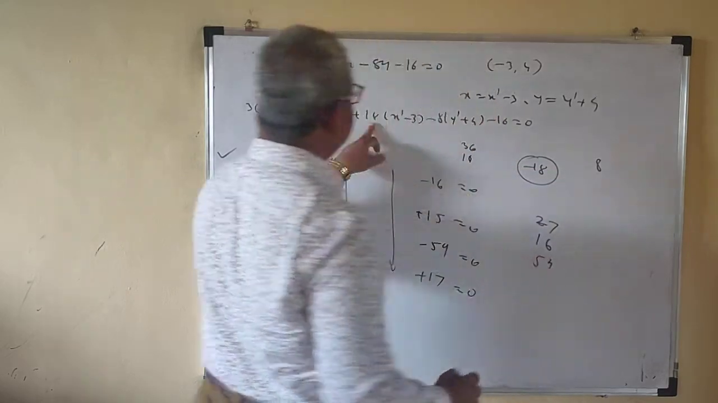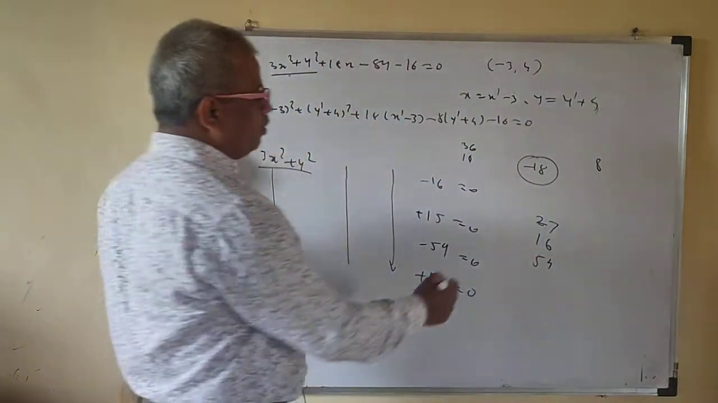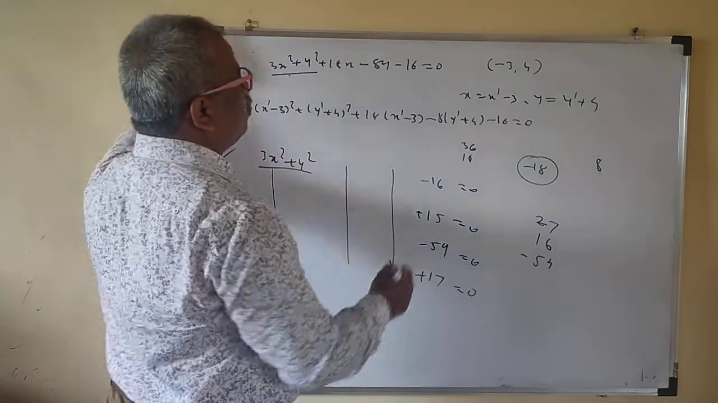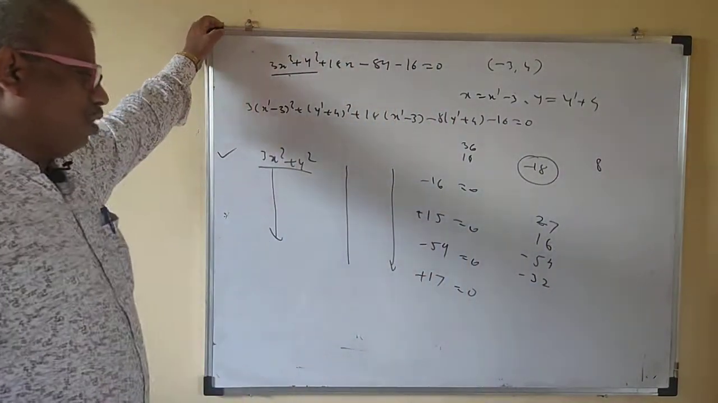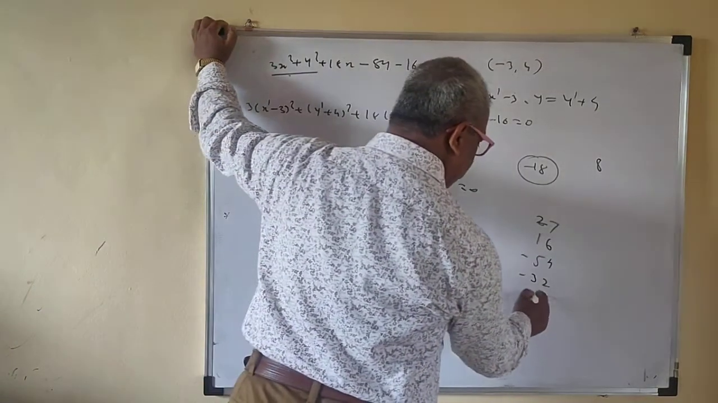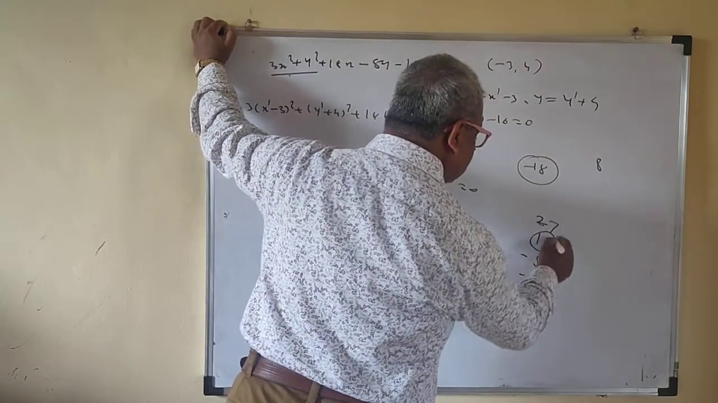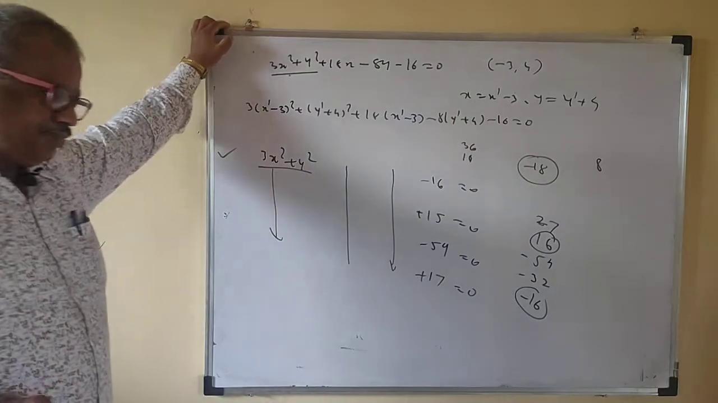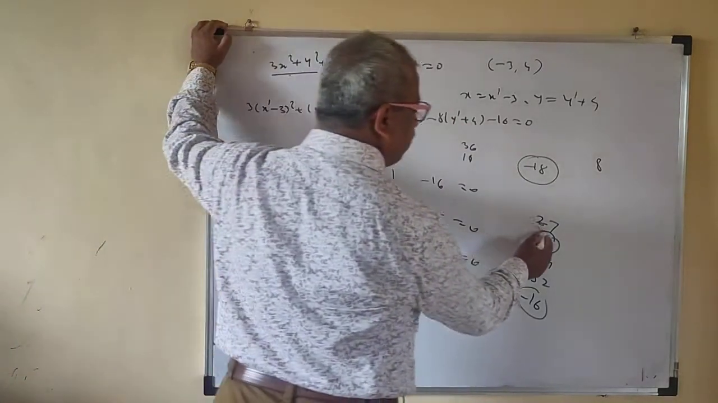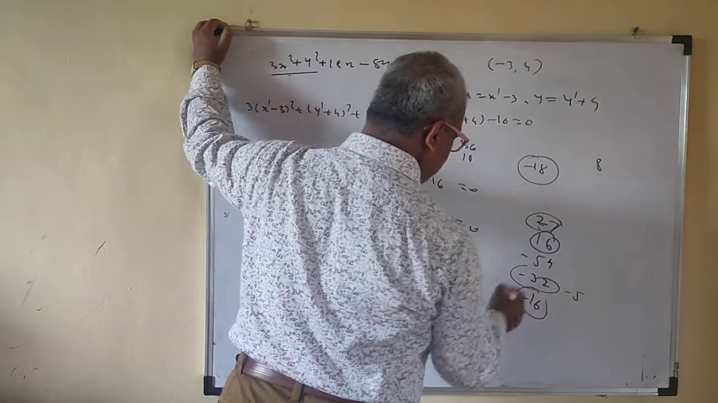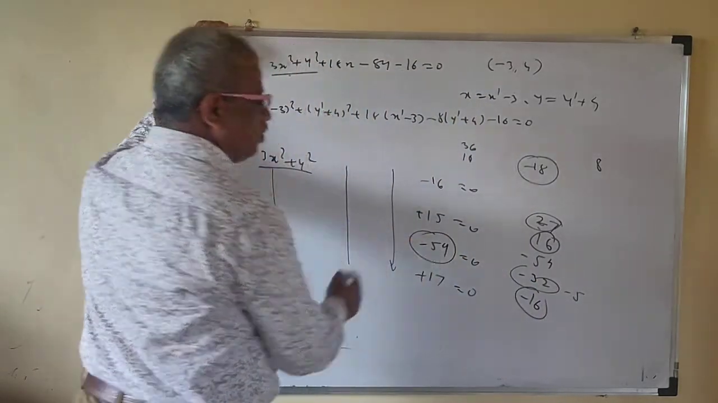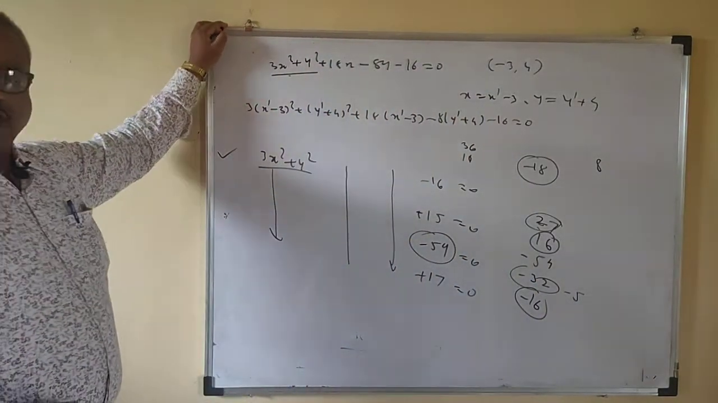So minus 54. Okay, minus 54. This is minus 32, and minus 16. Minus 16, so the minus 16 gets cancelled. This is 27, and this is minus 32, so this is minus 5. So minus 59. See, this is minus 59.